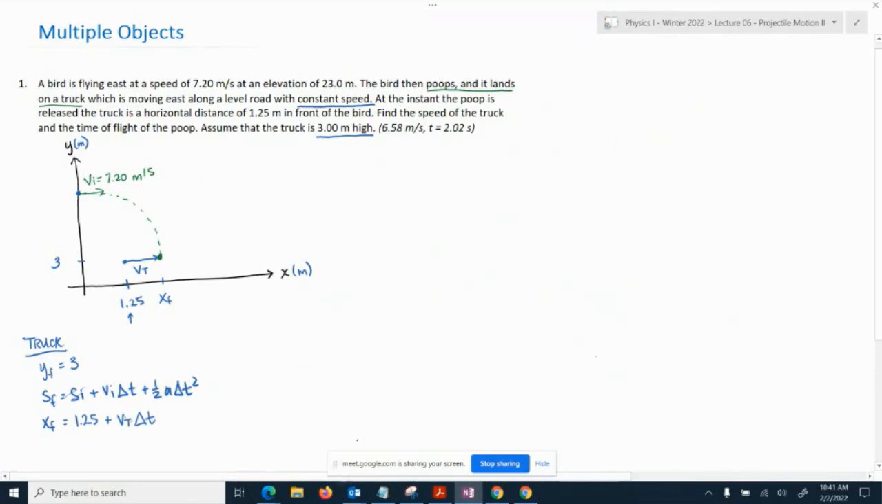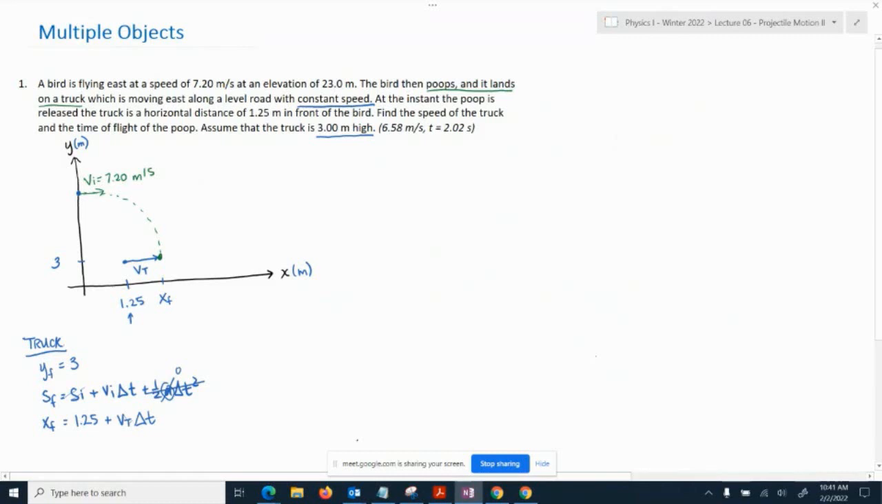And because it's a constant speed, we know that this acceleration here is 0. So that means that the entire term goes to 0. So now we know the information about the truck's final position. We know the truck's final x position is 1.25 plus VT delta t, and the truck's final y position is 3. Now, because the bird's poop is going to land on the truck, that means that the final x and y position are the same for the bird, I mean, for the bird's poop.